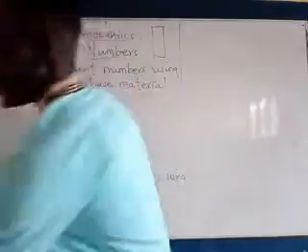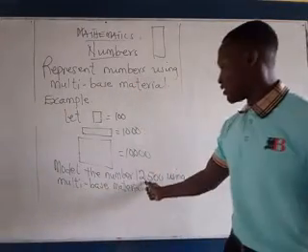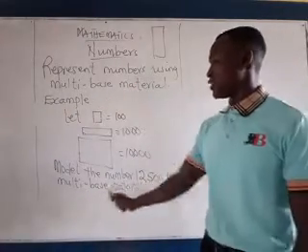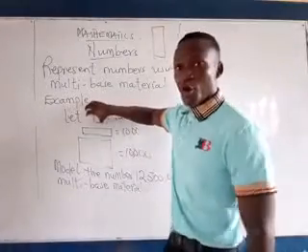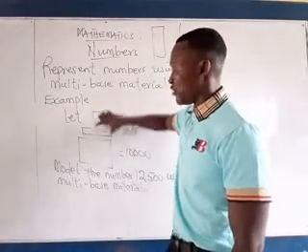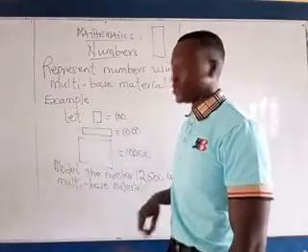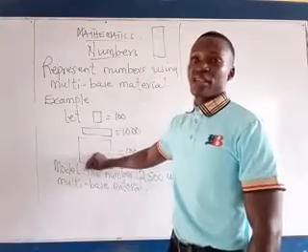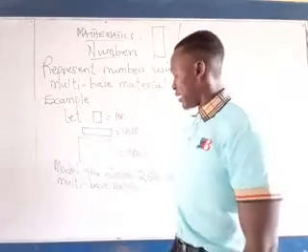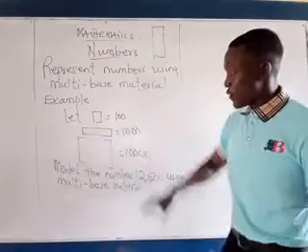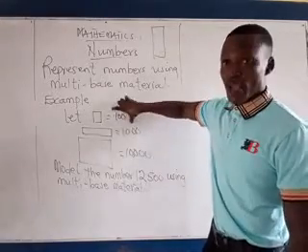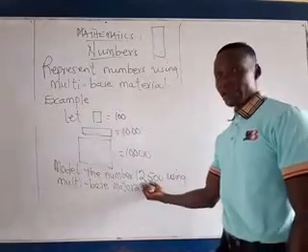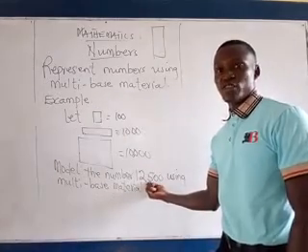100. So now we have to represent 12,500 using multi-base material. So we have to know how many of this cube we are going to use, how many of this straight edge we are going to use, and how many of this flat surface we are going to use. Now, before we can answer this question, we have to expand the figure that the question is going to give us.